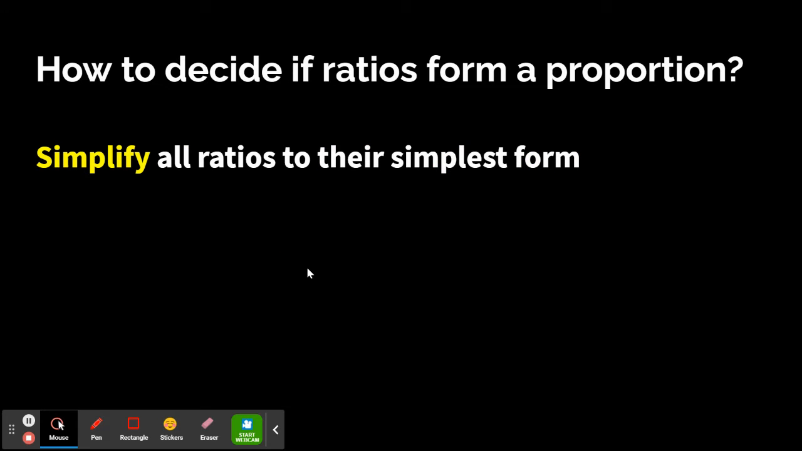So how do we decide if ratios are proportional? Well, we just simplify the ratio. If in their simplest form the ratios are equivalent, then they are said to be proportional.